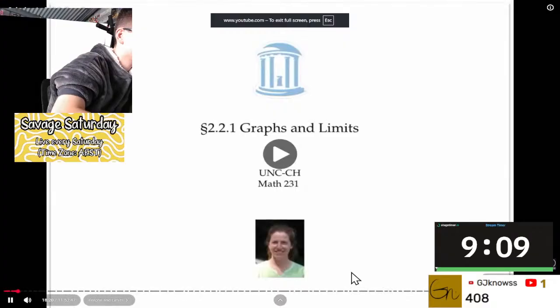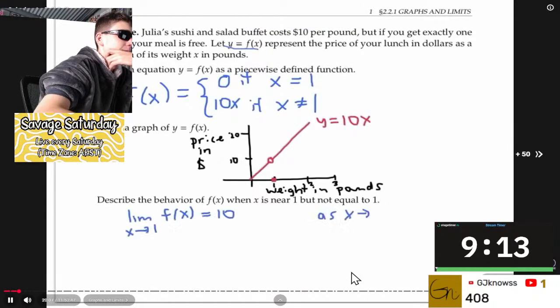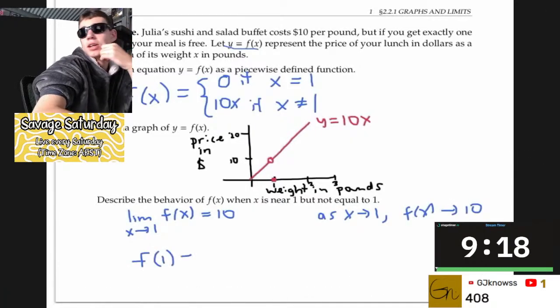Alright, back to learning calculus. This video will introduce the idea of limits through some examples. As x approaches 1, f of x approaches 10. Notice that the value of f at 1 is actually equal to 0, not 10.